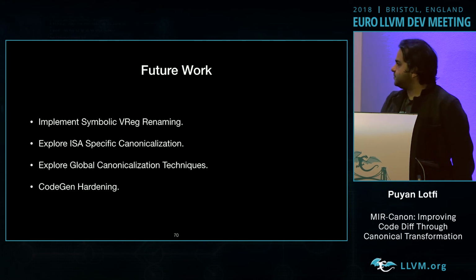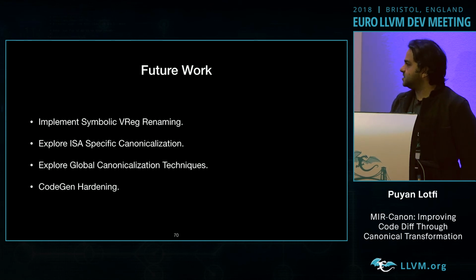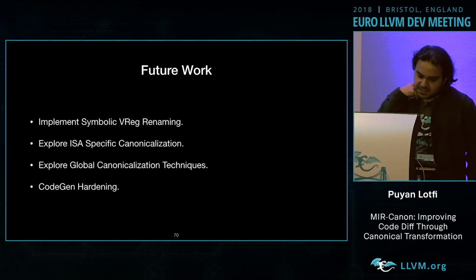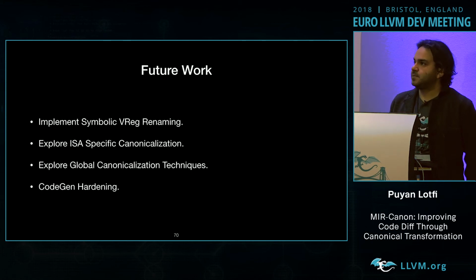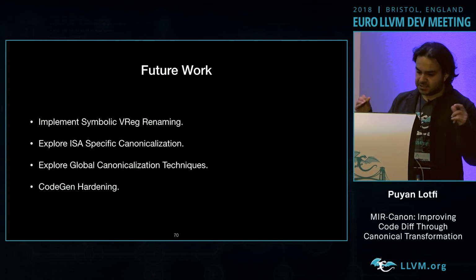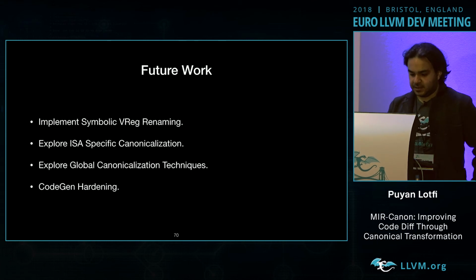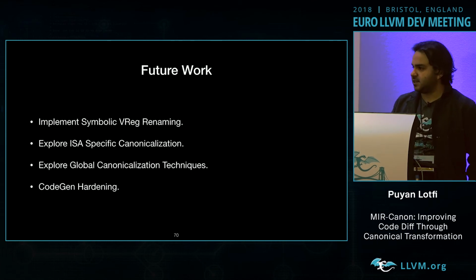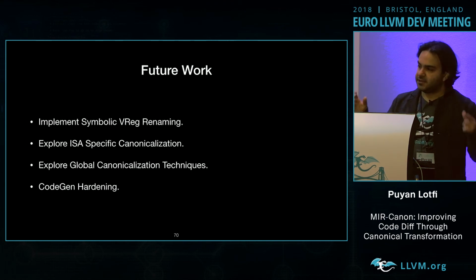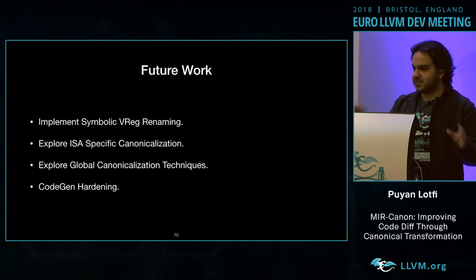The other items for future work are exploring ISO-specific canonicalization techniques. Here I can think of two examples. For the copy folding, I'm limited to copies to and from VREGs of an identical register class. But when I start querying the actual target info, I could probably expand that to cases where the register classes aren't the same, but it's still legal to fold.